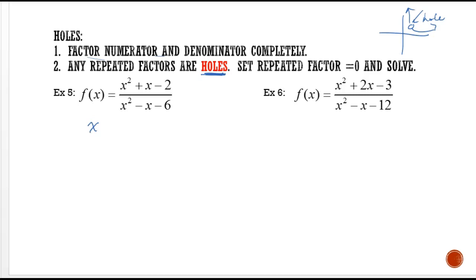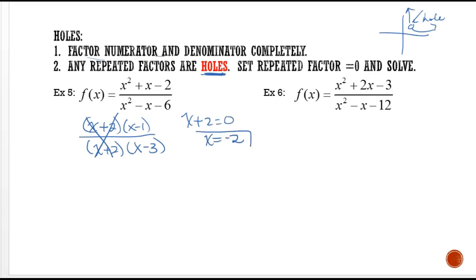Let's factor this. So this is x plus 2, x minus 1. The denominator is going to factor x plus 2, x minus 3. All right, it's completely factored. Now if I take out that, that's my hole. Okay, so x plus 2 is my hole. That means where x is negative 2, there's a hole right there. All right? Now, from here, the hole is where x is -2.